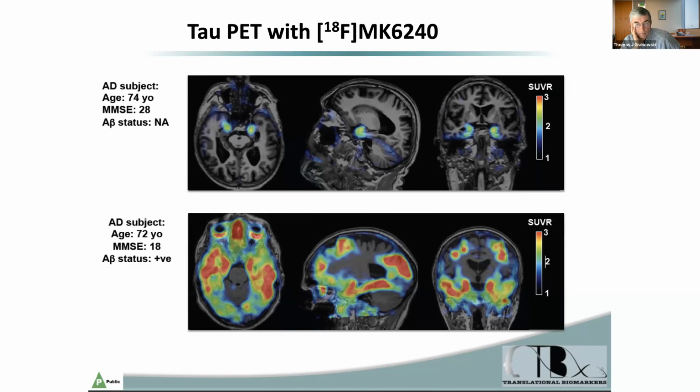But they show uptake in medial temporal regions and association area regions, in harmony with what we know about the distribution of neurofibrillary tangles. So you have a normal scan above with someone using the MK6240 tracer, which we have been working for years to get to stand up at the UW, and someone below with an abnormal scan.